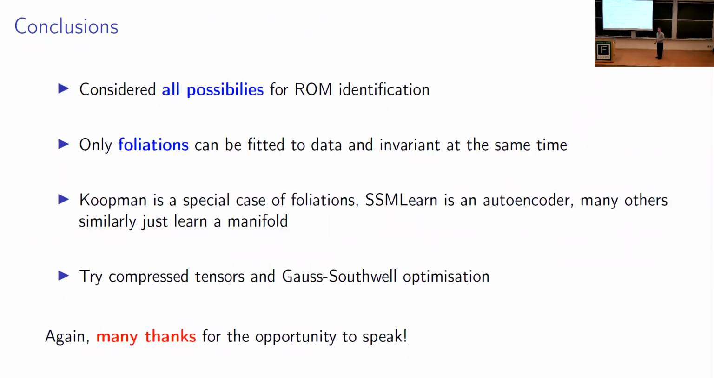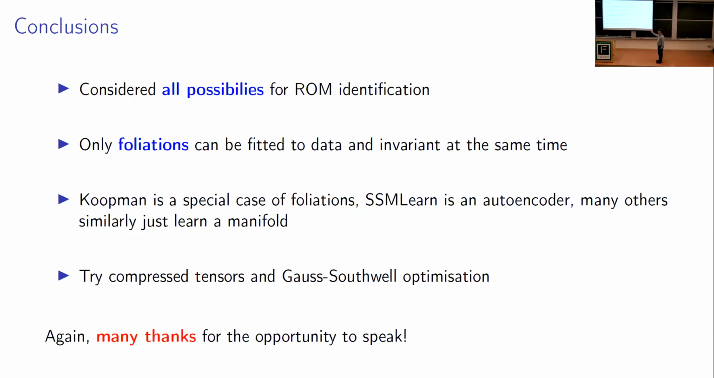Next, conclusions. So what did we learn? Well, within my framework, I considered all the possible possibilities for reduced order model identification. And I found that only foliations can be fitted to the data and be invariant at the same time when you want my definition to hold. That is, the model is lower dimensional than your data, right? And the Koopman operator and the Koopman eigenmode is a special case of a special foliation. And this SSM-Learn is actually an autoencoder. And there are many, many things that learn just a manifold.